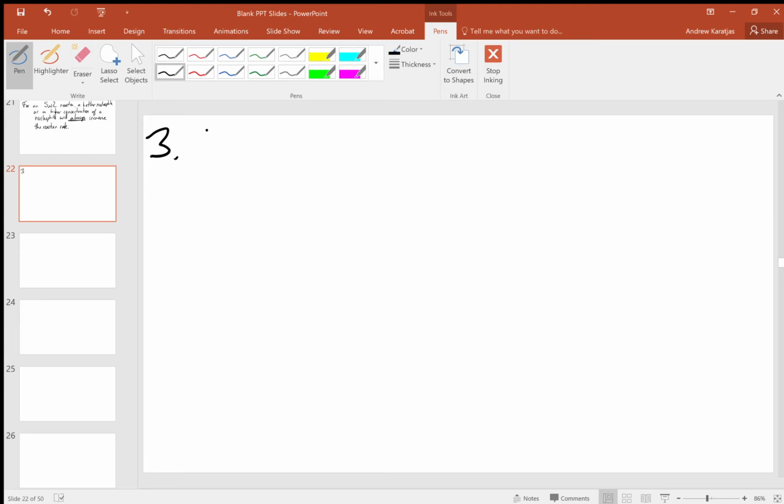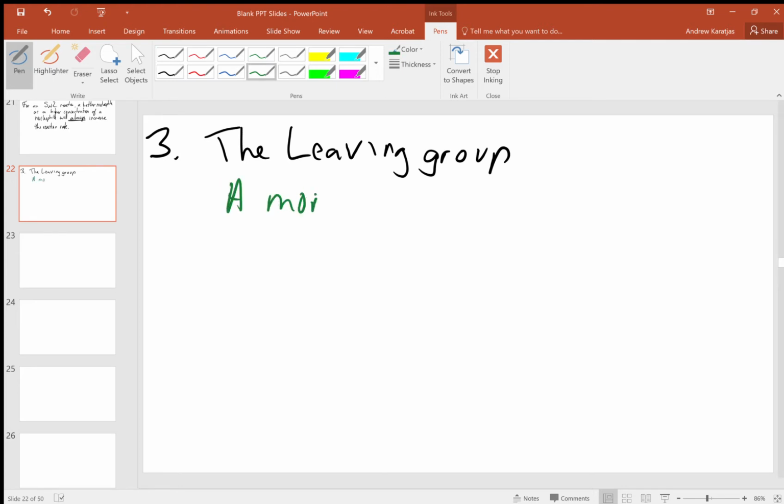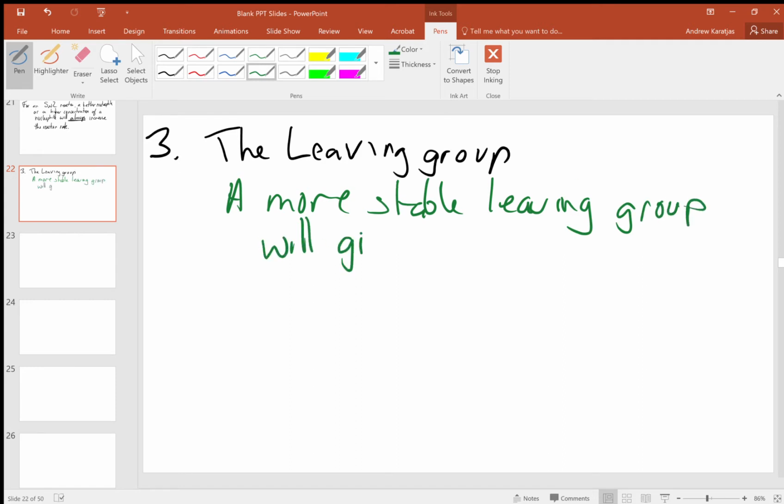So next, we'd like to look at the effect of the leaving group on an SN2 reaction. The leaving group, of course, is the group that leaves after the nucleophile attacks. So overall, we can say a more stable leaving group will give a better SN2 reaction.